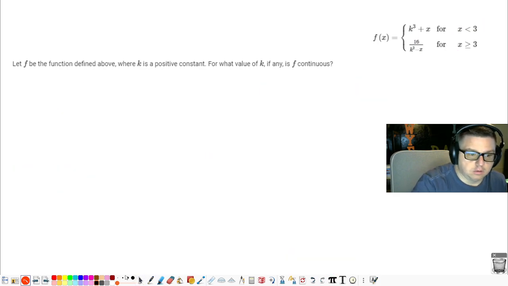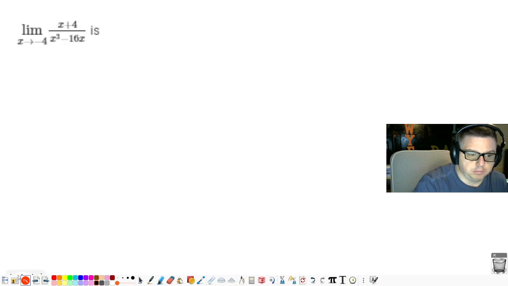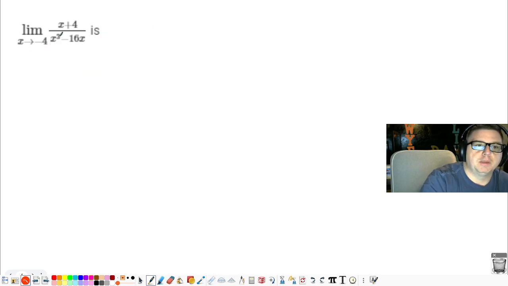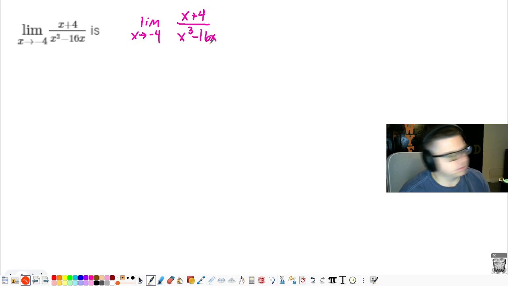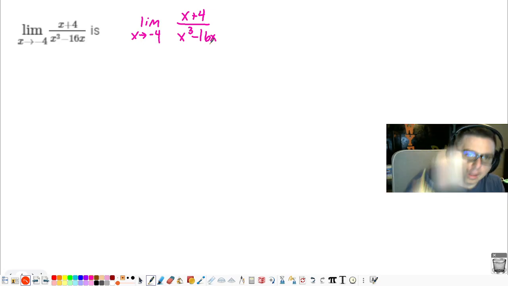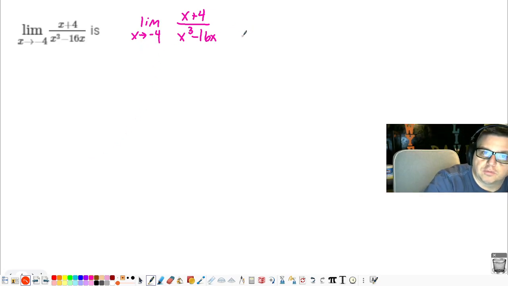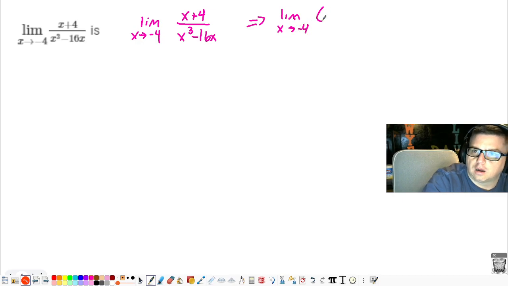Okay, so let's hit up this one. So we have the limit as x approaches negative 4 of the function x plus 4 over x cubed minus 16x. First rule of limits: plug it in. Plug it in. So the first job that I'm going to do is I'm going to take the limit and I'm going to plug it in.